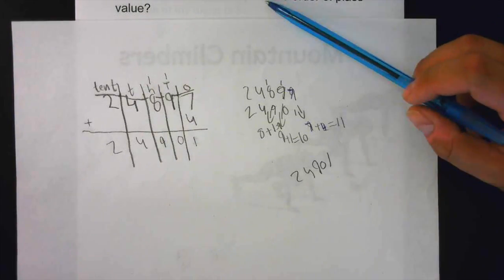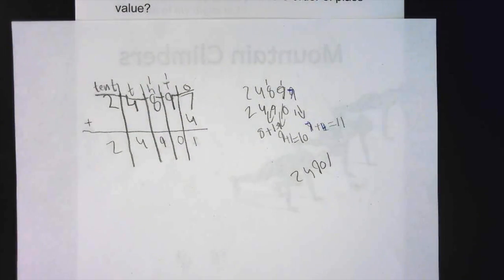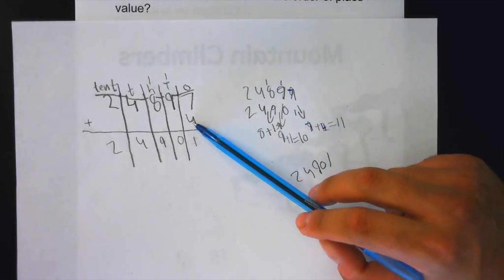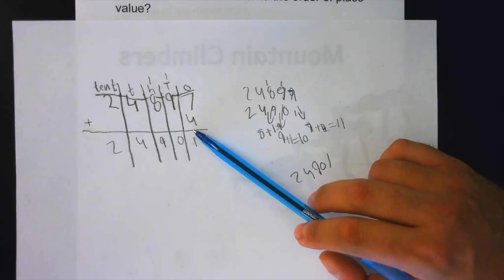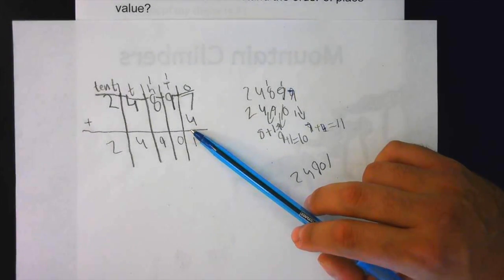Now, what about this last question? What mistake can be made if someone doesn't understand the order of place value? So if someone adds 4 to this number, what mistake might they make if they don't fully understand place value?